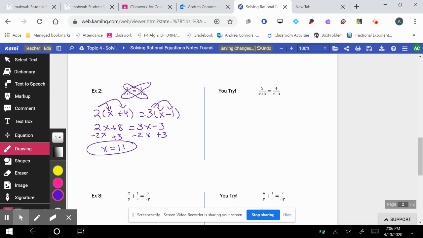And again, you still have to state your excluded values, which would be in the denominator. So x can't equal negative 1 or negative 4. And again, if you were confused on that, you would just set them each not equal to 0, and you would solve.